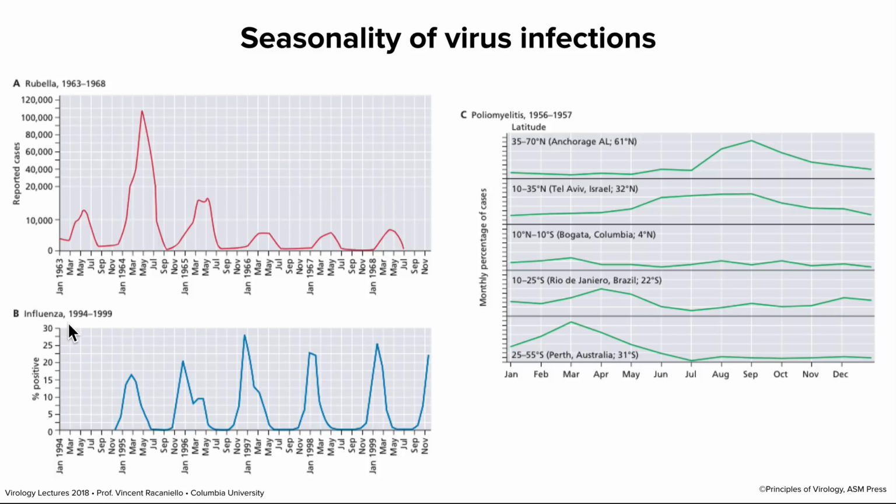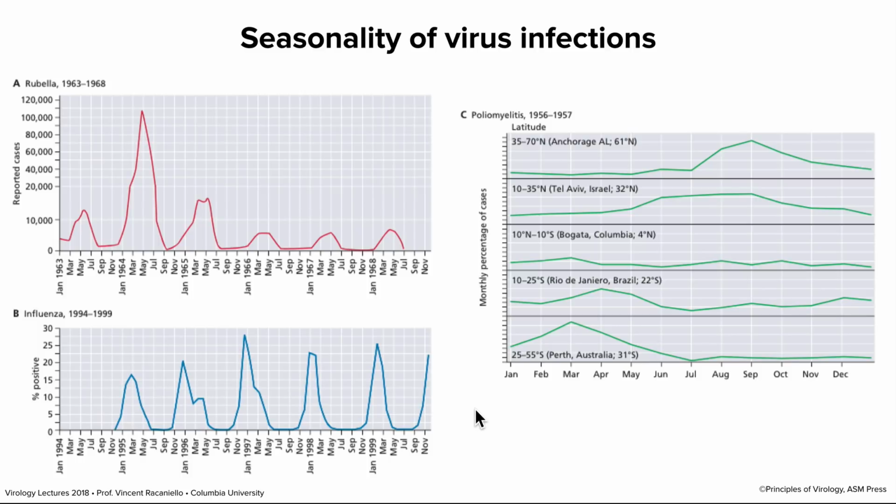On the bottom is influenza, which is a winter disease. You can see peaking in the winter months, March, January, every year. Even poliomyelitis, when it was very common, had seasonality depending on the latitude. Up in Alaska, you can see it peaked in September, and down in Australia, it peaked in March. And polio is typically considered to be an infection that is transmitted in summer months.